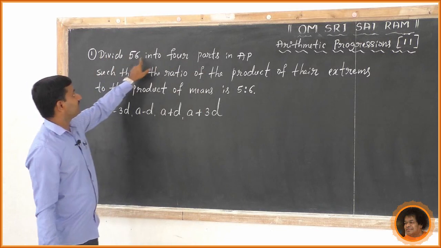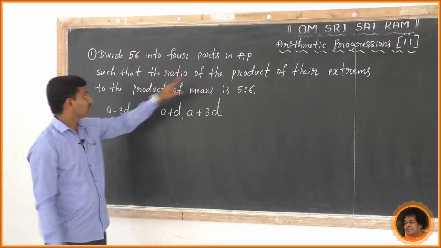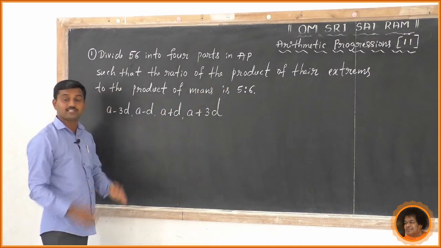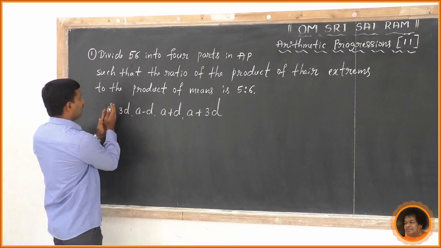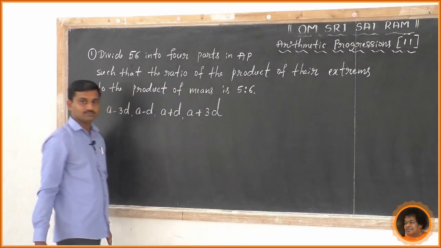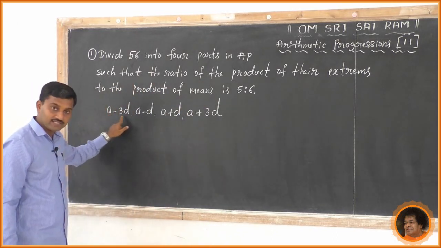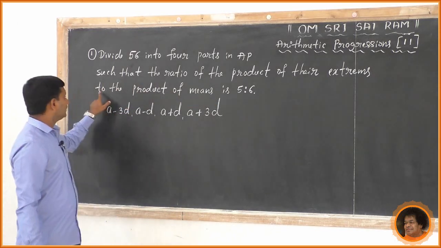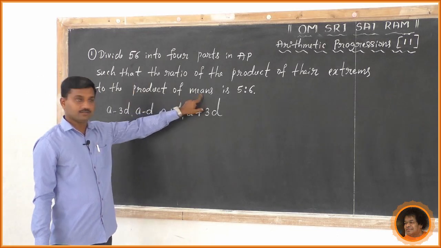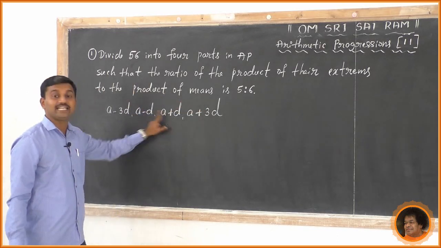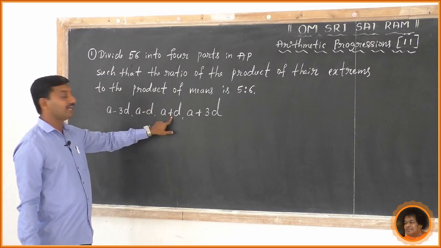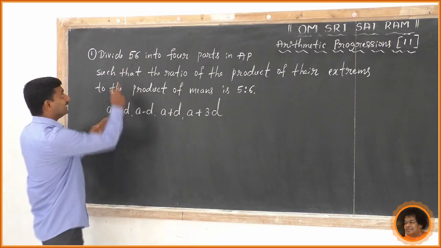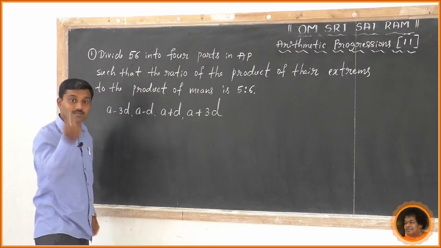Now divide 56 into 4 parts in AP such that the ratio of the product of their extremes. What is the meaning of extremes? Extremes means the product of the first and the last term. So in this question the first term is a minus 3d and the last term is a plus 3d, and the product of means is the product of the second and third terms, a minus d and a plus d. So divide 56 into 4 parts means the sum is given. What is the sum? Sum is 56.